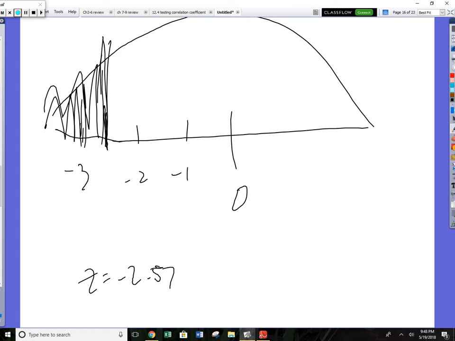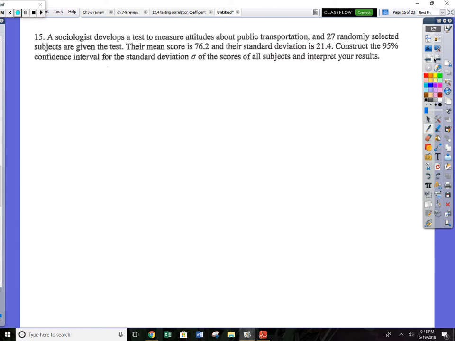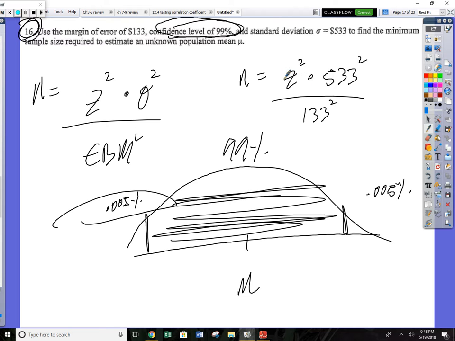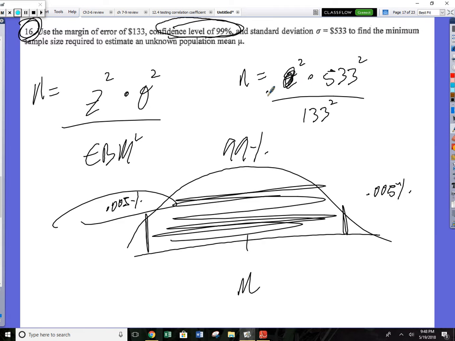So now I gotta go back, plug it in. You know what z is. You're gonna plug in -2.57 squared, and so on. Do it on your calculator, and you get whatever you get.